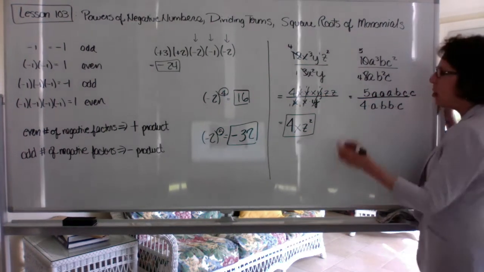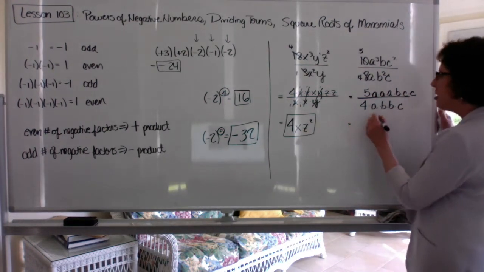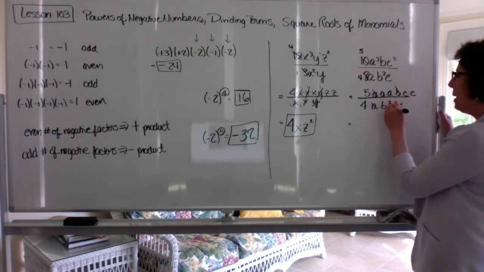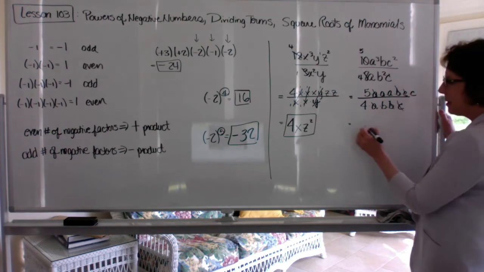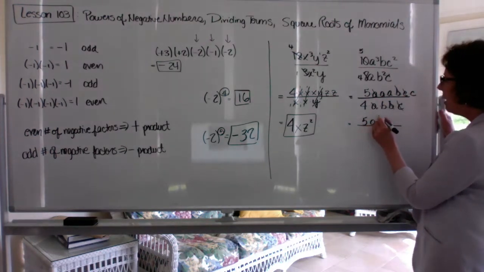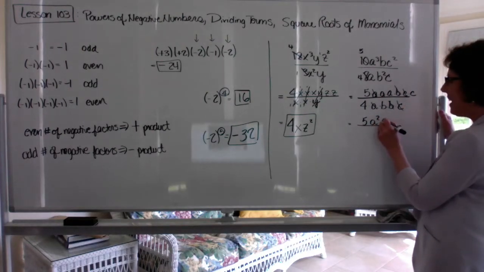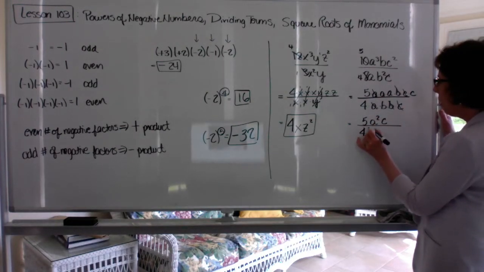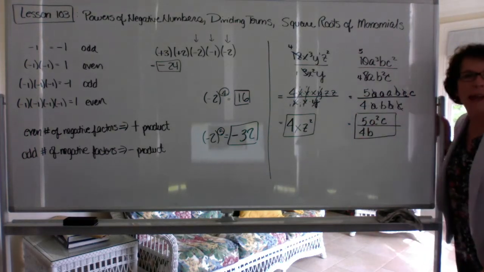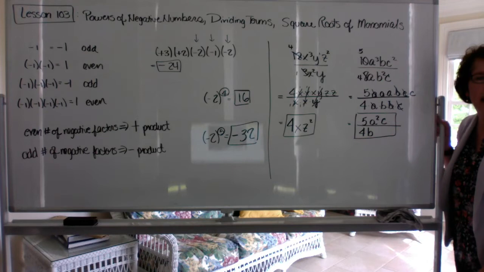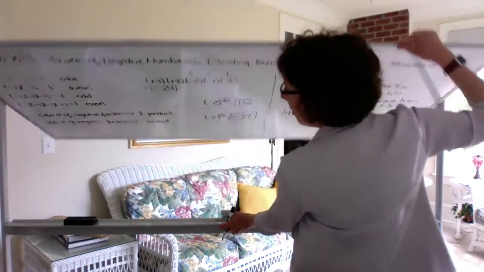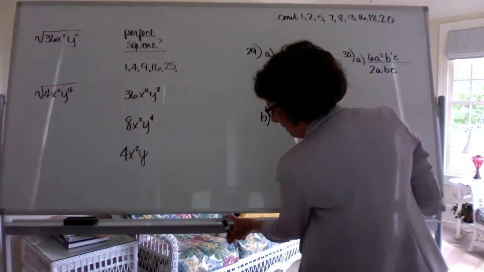Okay, now let's go ahead and cancel. So I've got an A and an A are going to cancel out. What else? A B and a B and a C and a C. And let's see what we're left with. 5A squared C over 4B. And that is my answer. I'm just simply canceling.